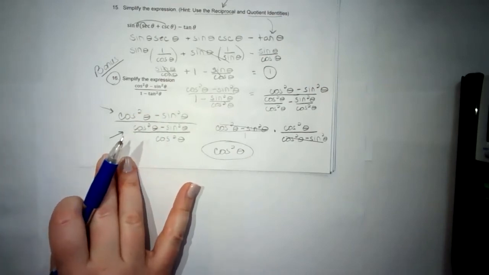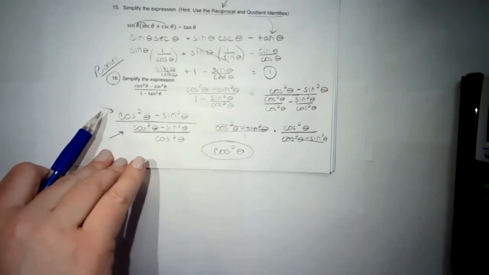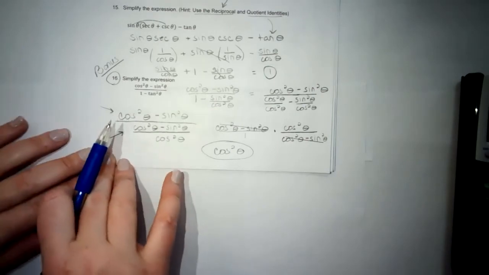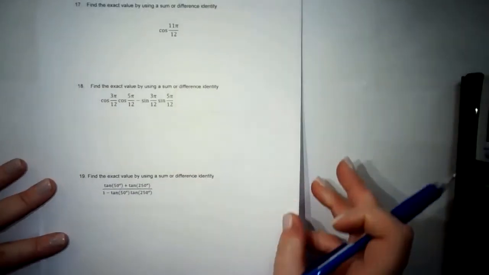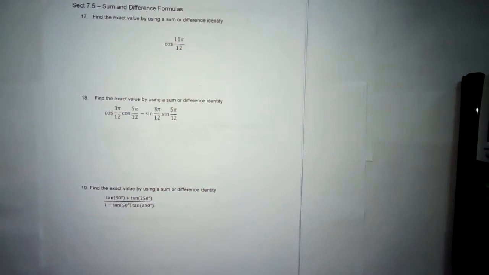Okay, so that's all of your identities and proofs. And that brings us to our formulas that you see up here, okay? Sum and difference formulas. So let's go through those. Is it okay if I change the page? Okay, let's look at them. All right, first one says find the exact value using a sum or difference identity.